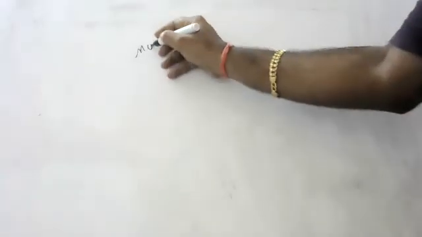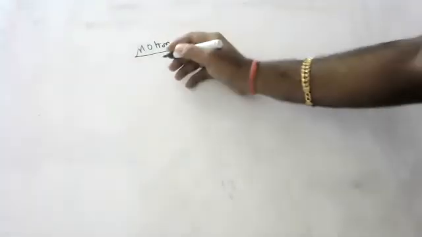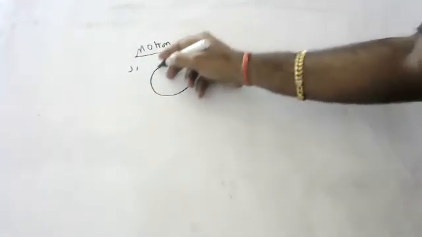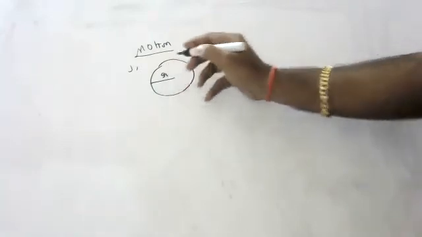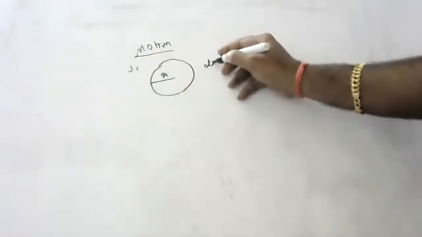Okay, children. So coming to the motion lesson, some questions I'll be asking you, children, if you know it. First question. Children, a body is moving along a circular path of radius r. What will be the distance and displacement after one rotation? You know this, very easy.